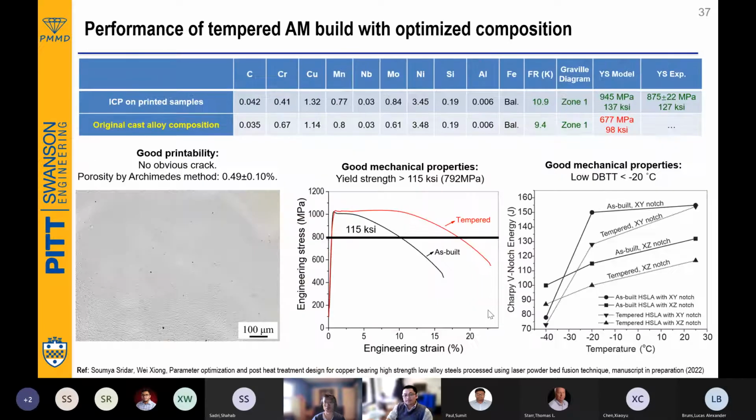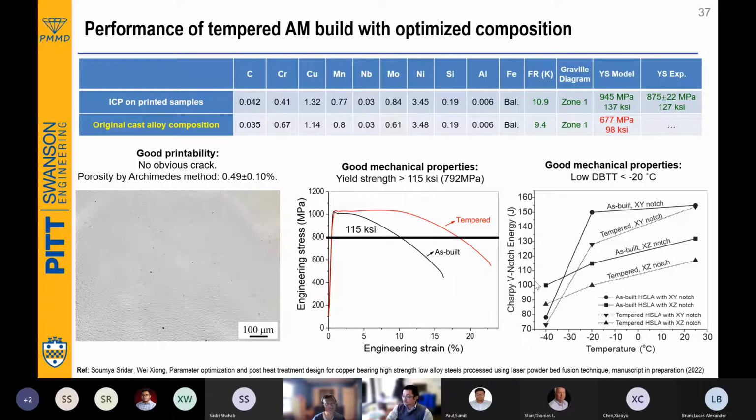After doing that, you do the testing, right? So you have good printability. We optimized the laser powder bed fusion parameters, like the hatch spacing, the diameter of the powder, and also the layer thickness, everything that you can name. We did it heavily, and then we got a good build with minimum porosity. And after heat treatment, as you can see, this is a tempered example and an as-printed example, all of which are higher than our targeted performance for the yield strength.